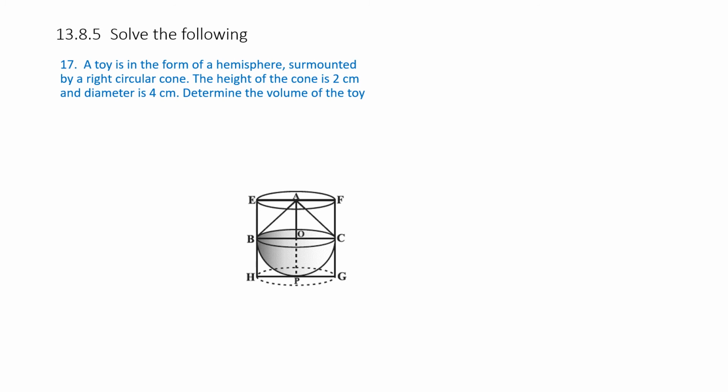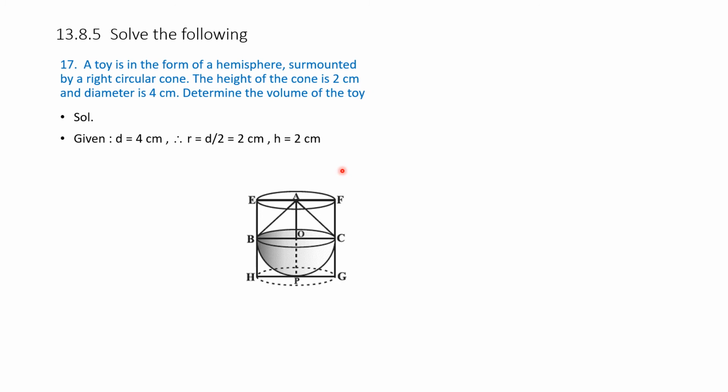Problem number 17. A toy is in the form of a hemisphere surmounted by a right circular cone. So, this is hemisphere. BPC is a hemisphere and it is mounted on the top by a cone, BACO. The height of the cone is 2 cm. That is, H is equal to 2 cm and diameter BC is 4 cm. Determine the volume of the toy. So, we are required to find the volume.